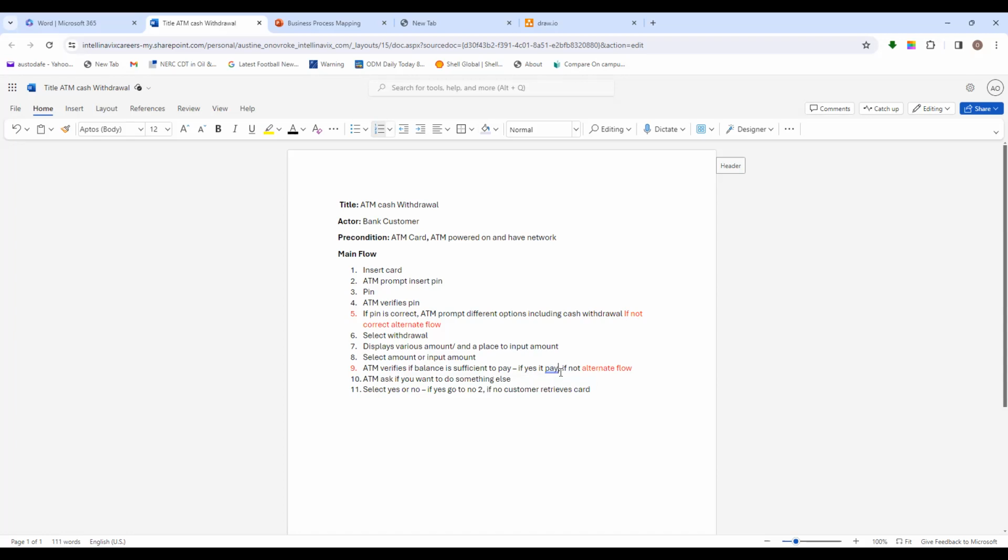And what's the next stage now? We go to number 2. If no, we look at the alternate flows. There are some places where we put alternate flow. Is this the end of this process now? Yes. So it ends the process here. Process end. Okay.